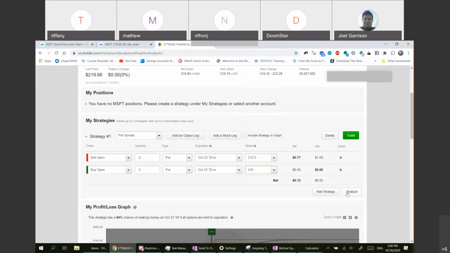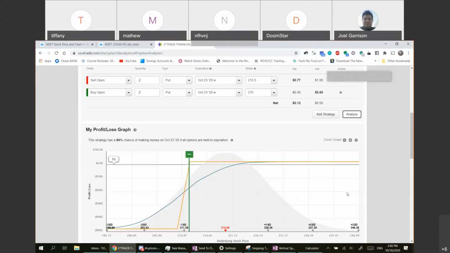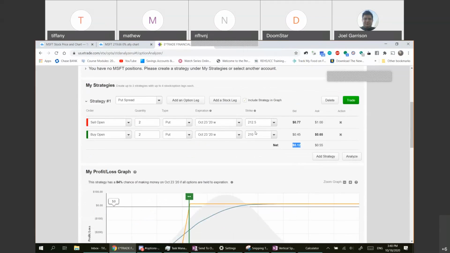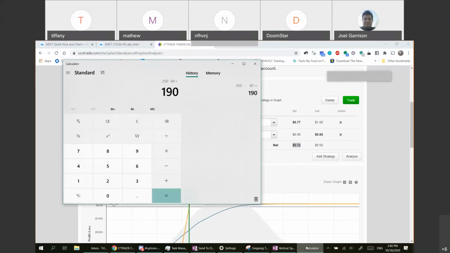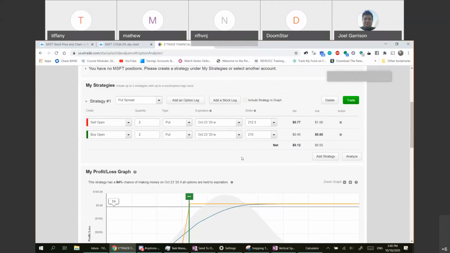You can collect a really small credit, and you collect 12 cents to offer 200. So let's do 250 minus 12 cents, so 230 just to make 12 cents. You have to decide if it's worth it. If it's not worth it, then you just make it a little bit wider, but then you have to be mindful of the number of contracts you take up.